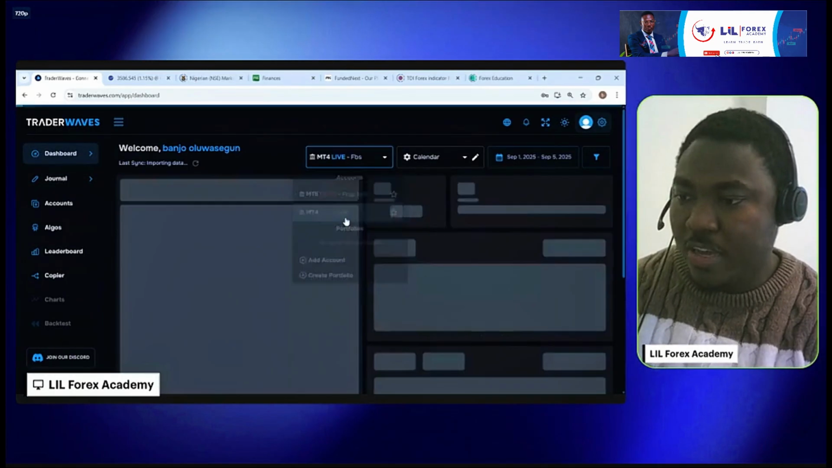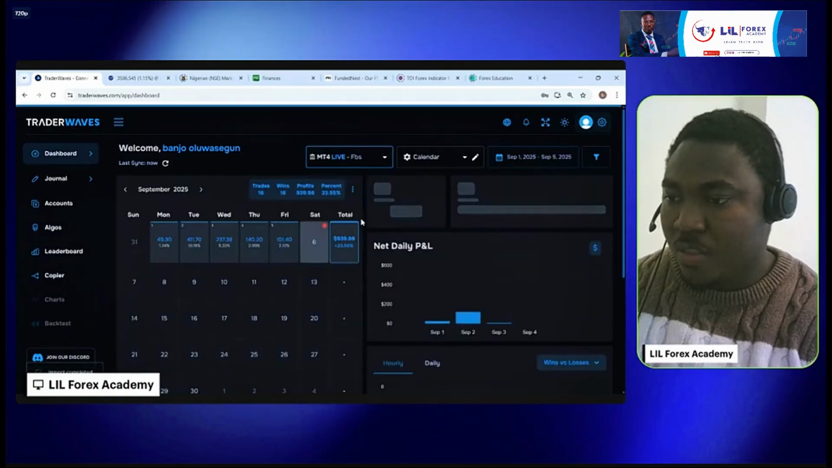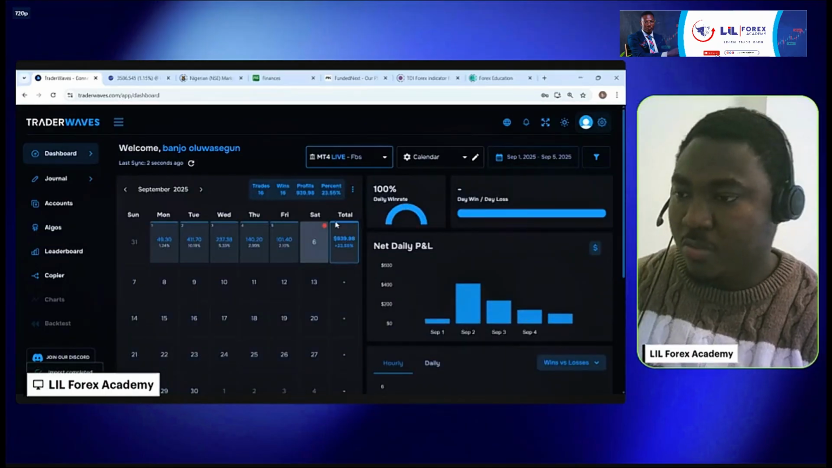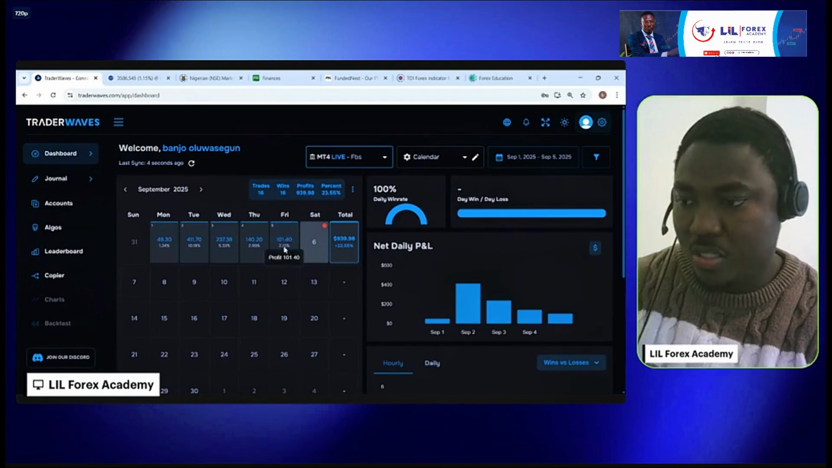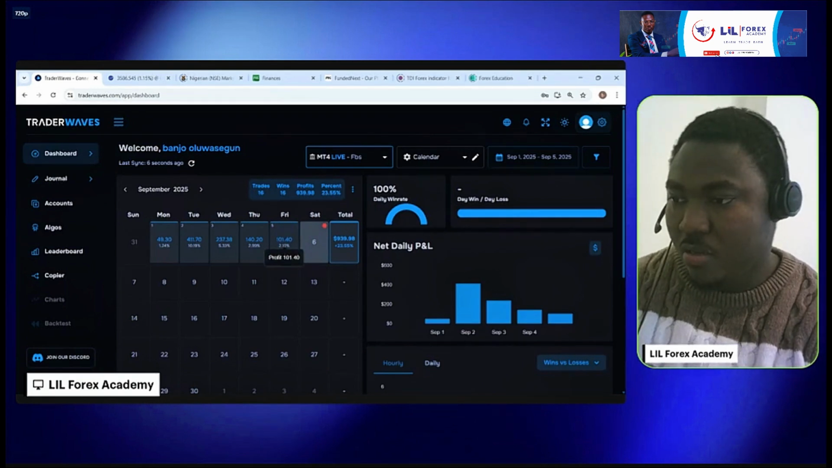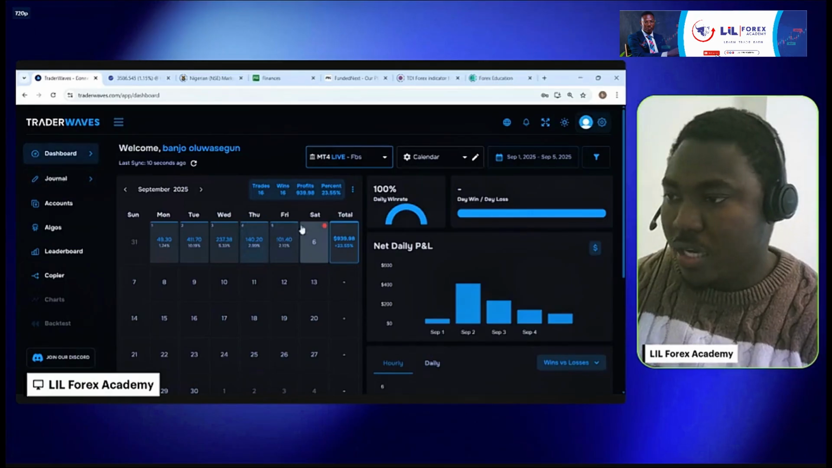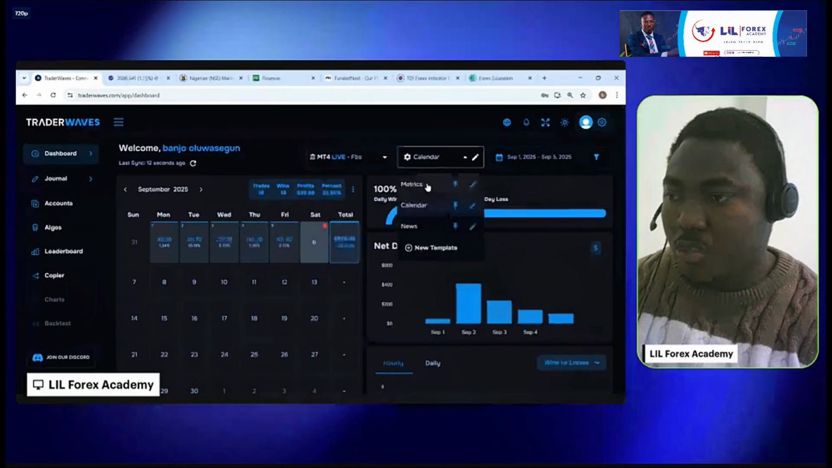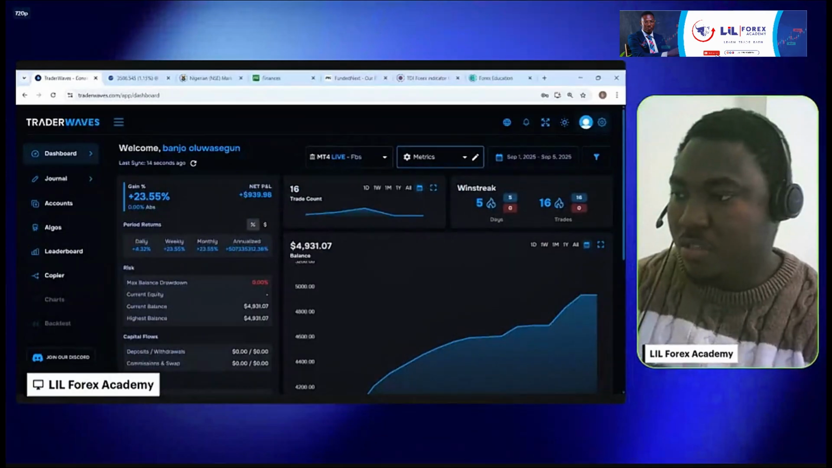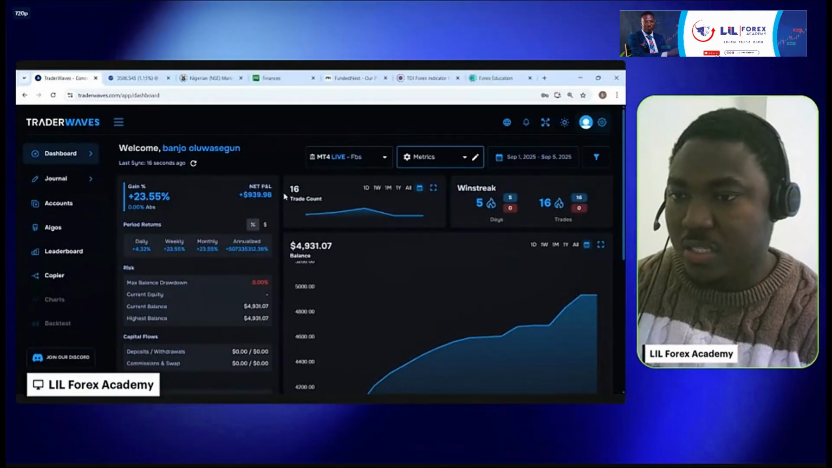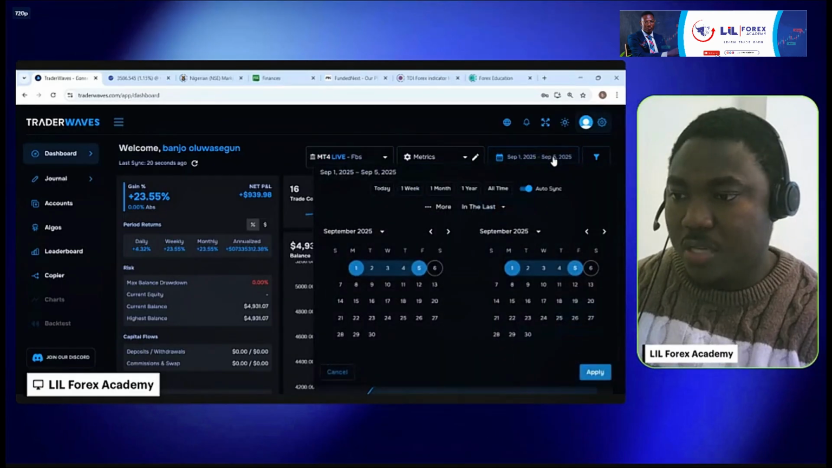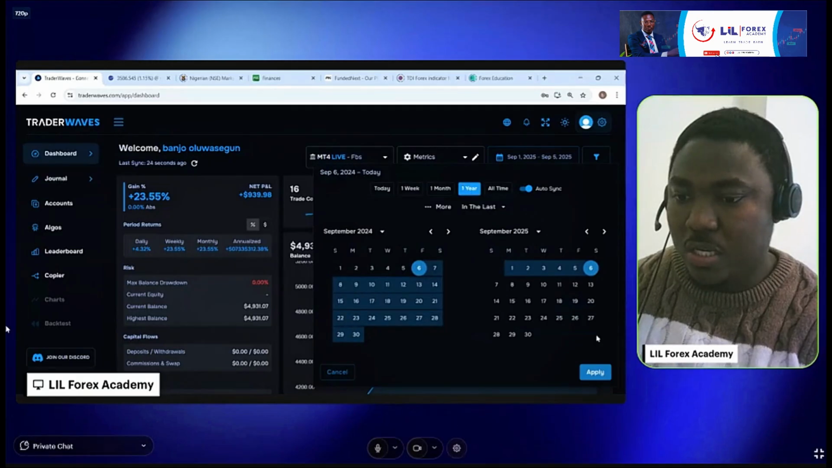So this is my FBS account. This already has my Friday's profit in here. Okay, so we're on dashboard. Let's just go back to metrics. And what can you see here? So this account has gained. So this is from September 1st to September 5th. So I will extend this one to say 1 year. So let's just see 1 year, then apply.